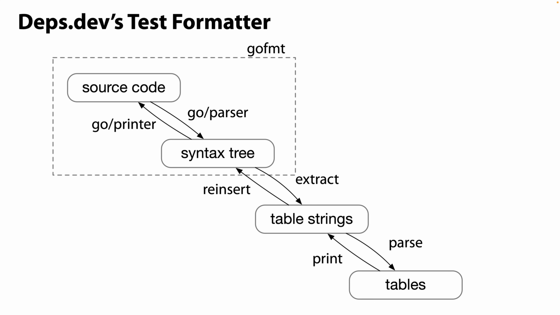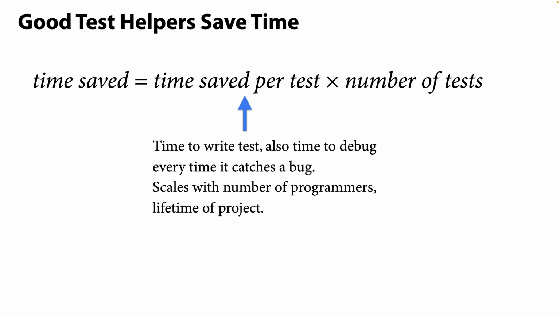This is just an extended version of gofmt, using the same packages that gofmt uses. I won't show it to you, but it's not much code. The parser and printer took some time to write, but now every time someone writes a test, that test is that much easier to write. And every time a test fails or needs updating, it's that much easier to debug. So if you're doing software engineering, the benefits scale with the number of programmers and the lifetime of the project. For deps.dev, already the time spent on this parser and printer has been saved many times over.